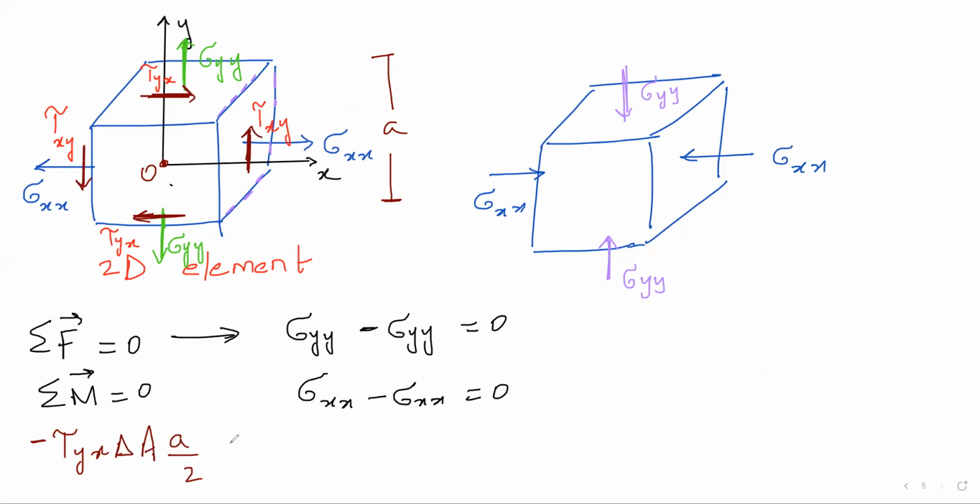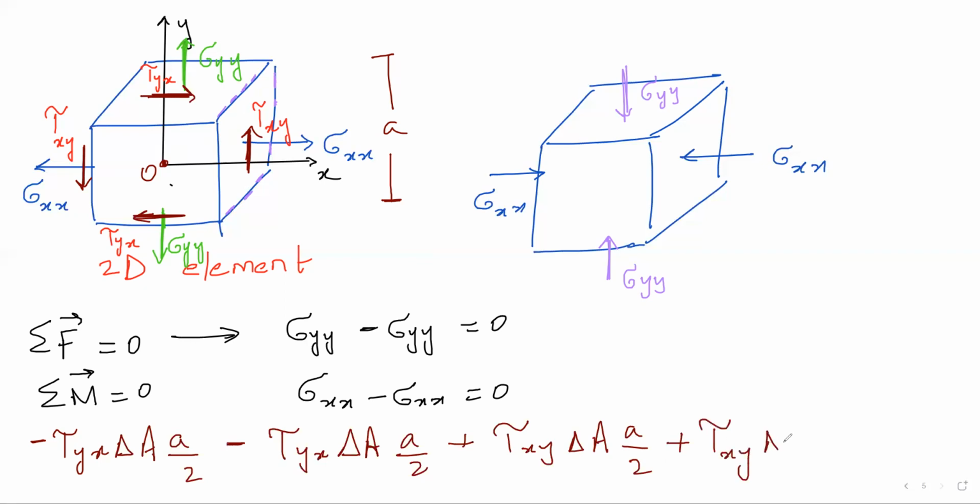Then I have minus tau yx, this one, delta A by 2, right? About this center. Then I have anti-clockwise moment plus, why don't you fill in the blank for me? Tau xy multiplied by this area will give me the force, right? Multiplied by this distance A by 2, plus anti-clockwise moment tau xy delta A by 2 equal to 0, right?